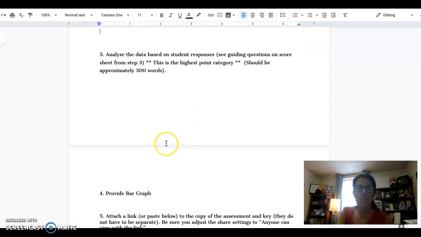Moving down into the next section, this is the highest point category. As I mentioned earlier, this is where you're really going to analyze those results and look for similarities in the data. Oftentimes everyone gets 100. And so then what are you going to do? Well, that still tells you something. If everyone gets 100, then there is a strong understanding of the content. Why do you think that could happen? Then you can project some reasons of why that happened.